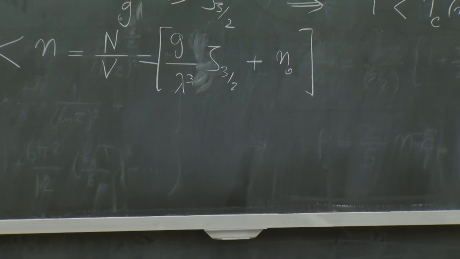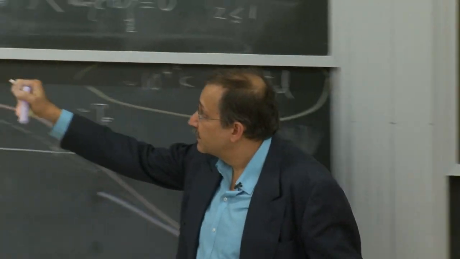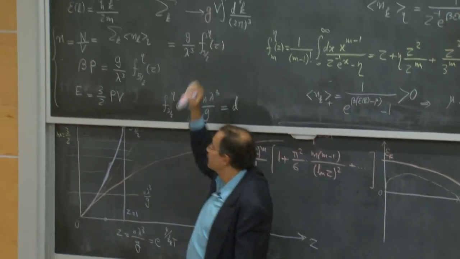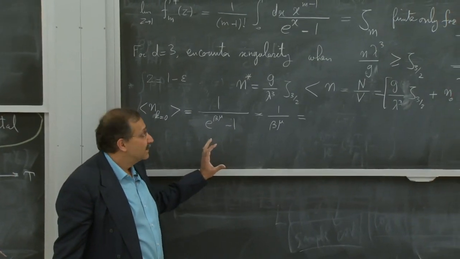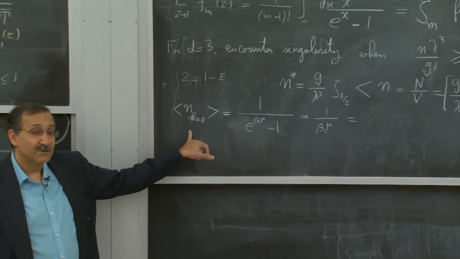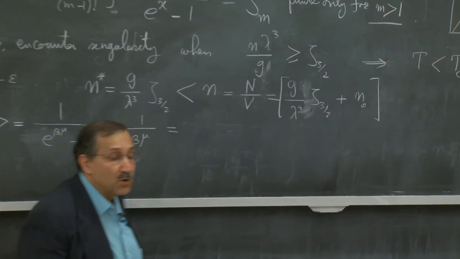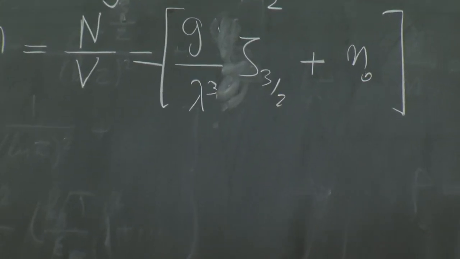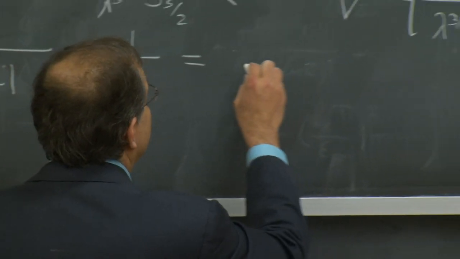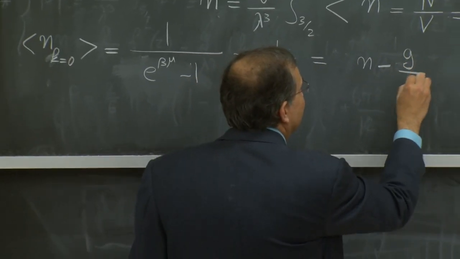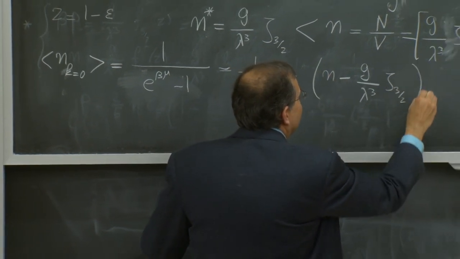So what we know is if we pick z equals to 1, this function will tell me how many things I have put in everything except k equals to 0 that I will calculate separately. That amount is here. Then I will put some more in k equals to 0. And you can see that the amount that I have to put there is going to be n minus g over lambda cubed zeta of 3 halves. And actually, I will have to put a volume here.